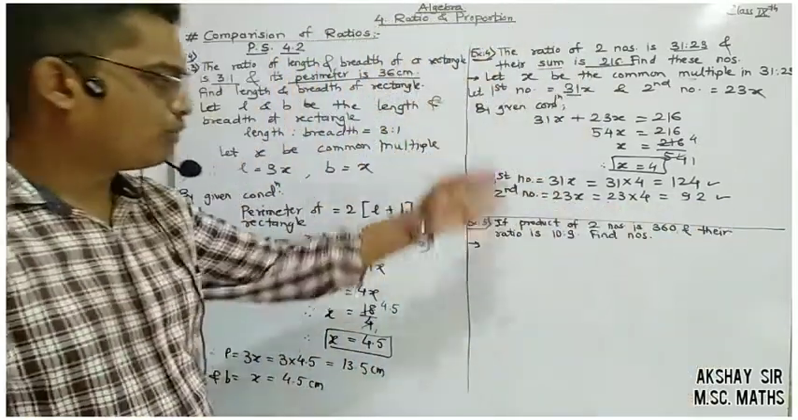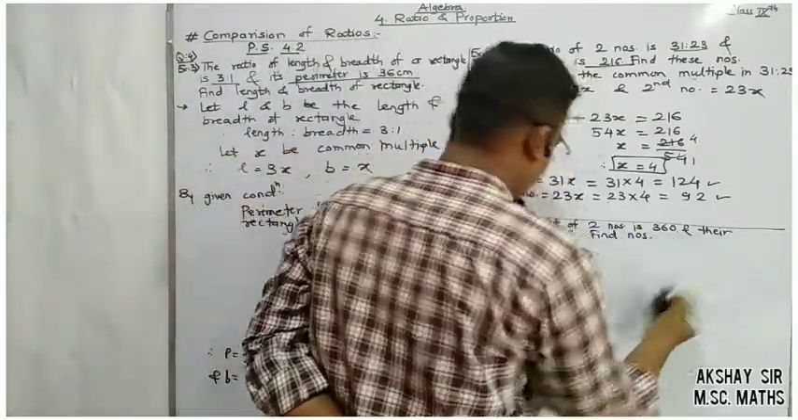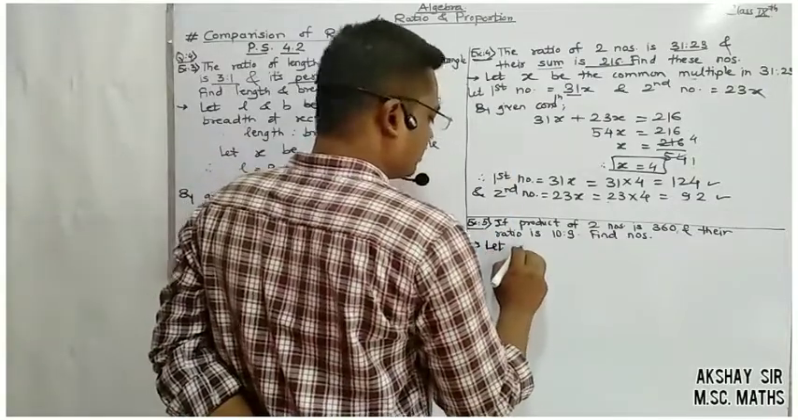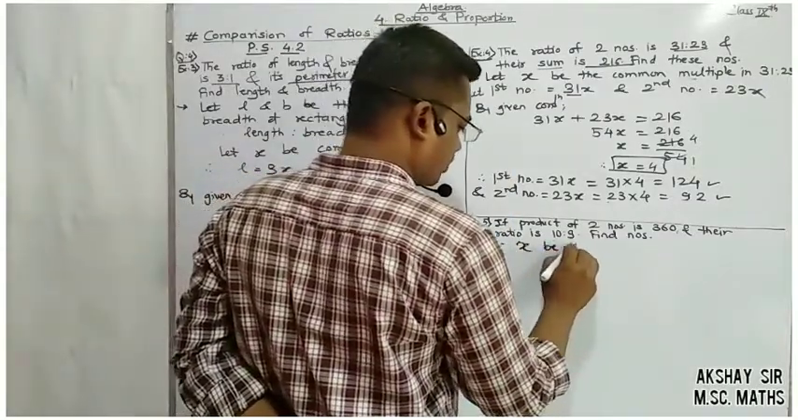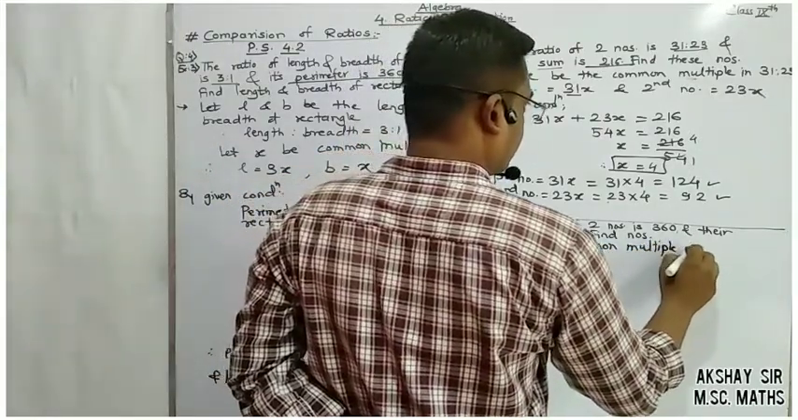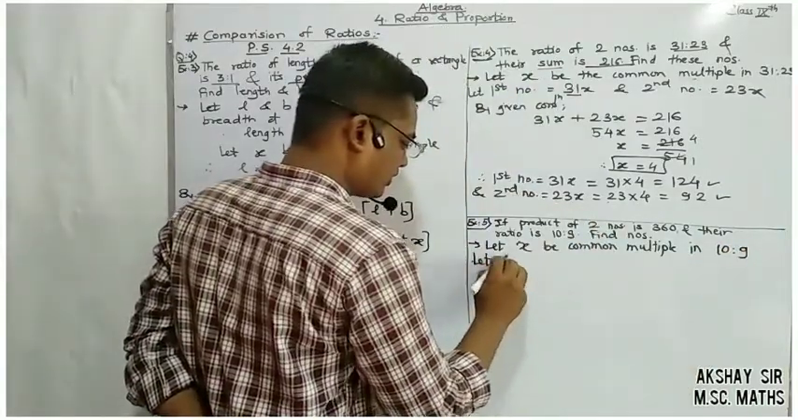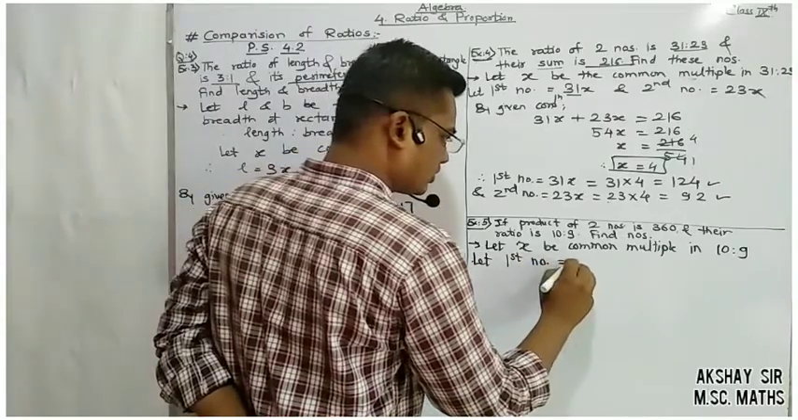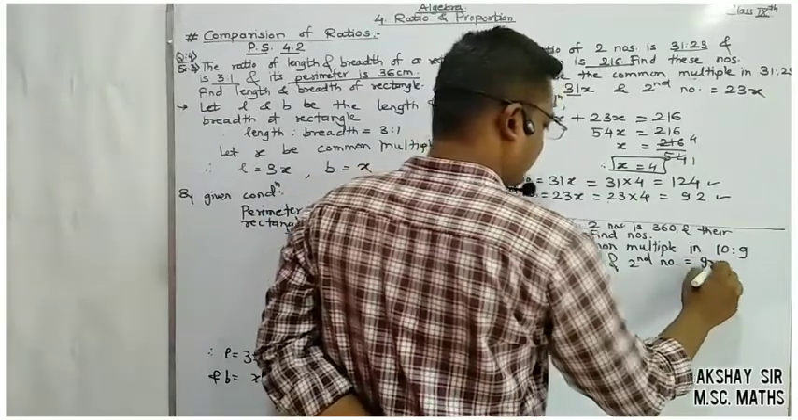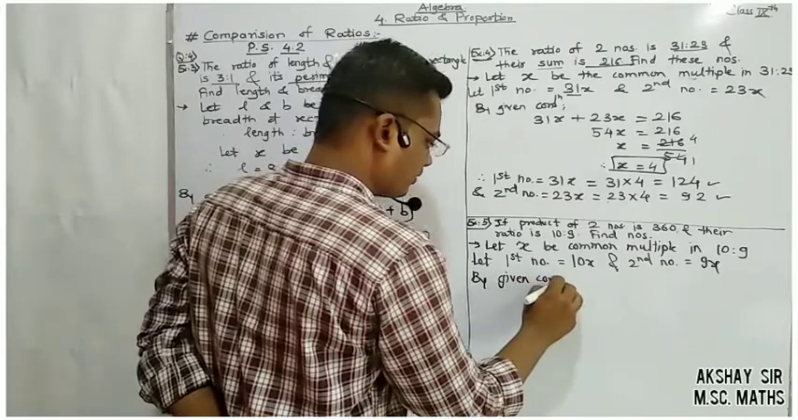So let us go to another example of the same type, but it is given as a product. If the product of two numbers is 360, their ratio is 10:9. Find the numbers. Same procedure. Let x be the common multiple in the ratio 10:9. So let the first number equal 10x and the second number be 9x.